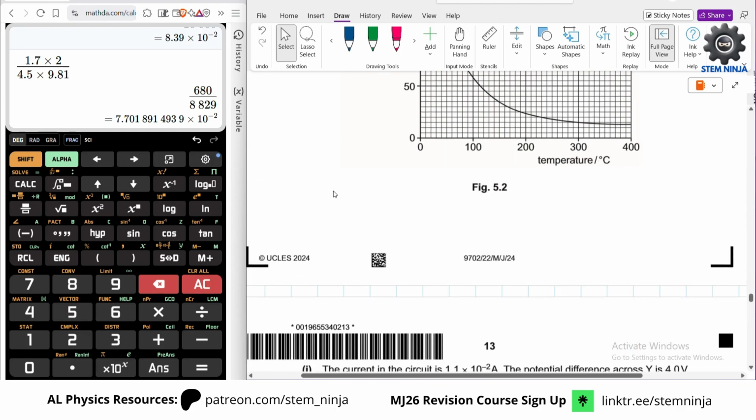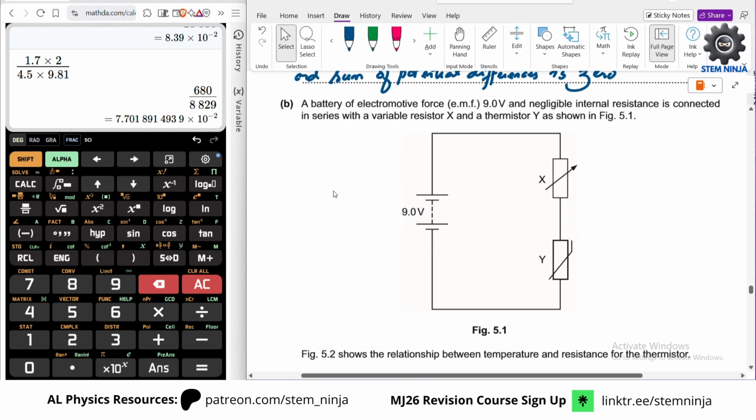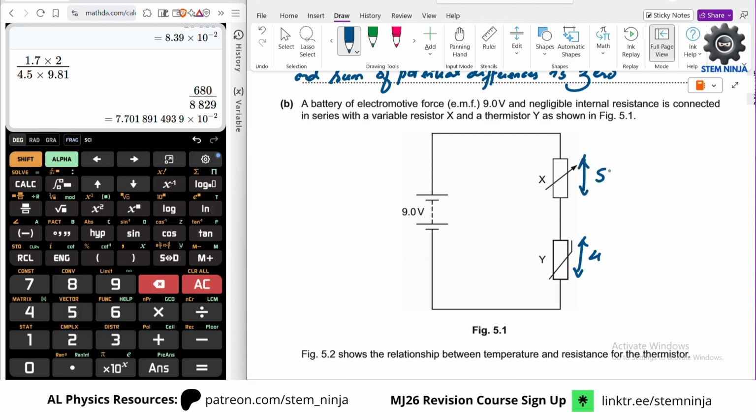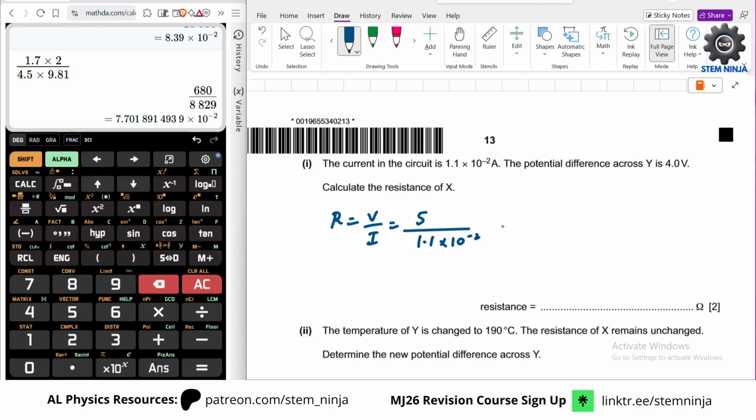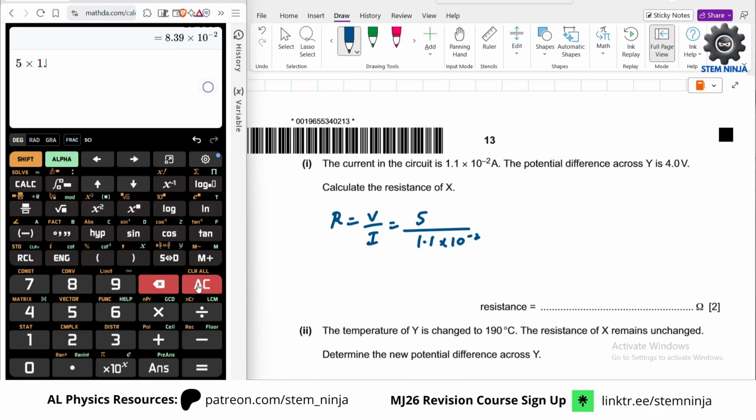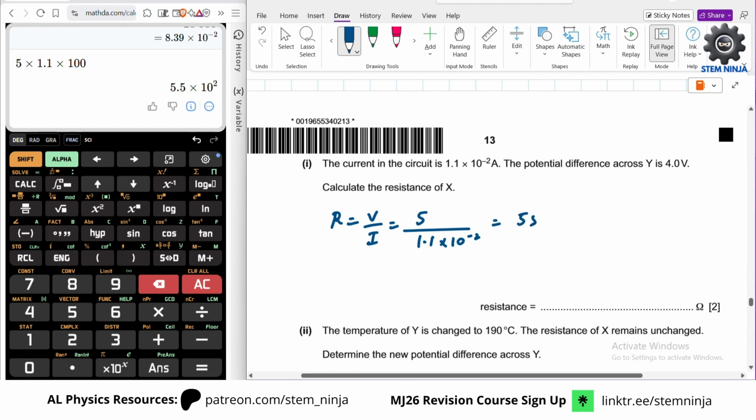If the potential difference across the thermistor is 4 volts, the potential difference across X would be 5 volts. Simple potential division. The current flowing through this is 1.1 times 10 raised to the power minus 2, so R would be V over I, which is 5 divided by 1.1 times 10 raised to the power minus 2. This is 550 ohms.